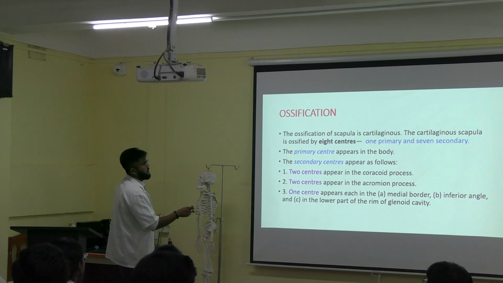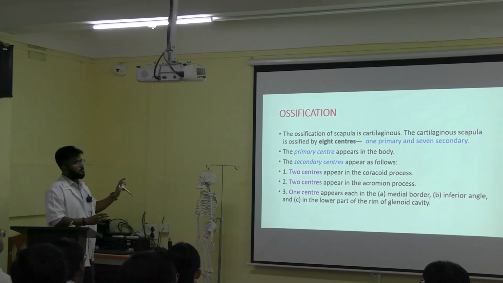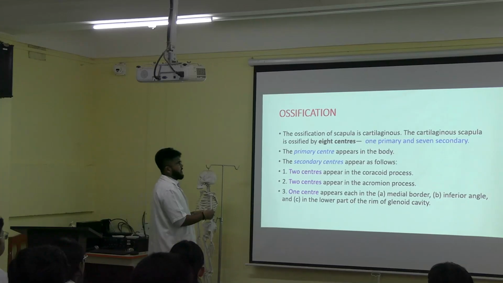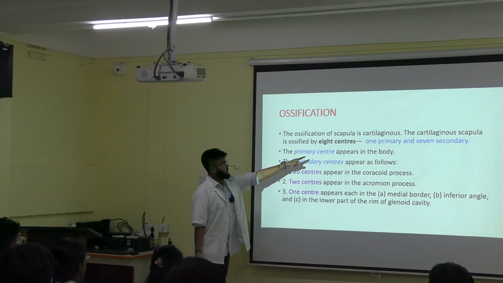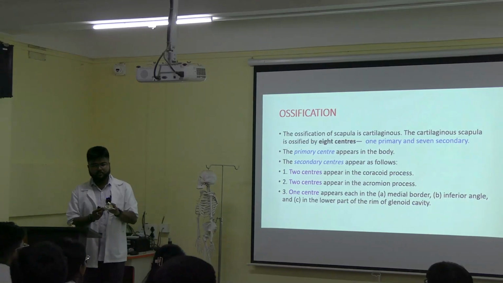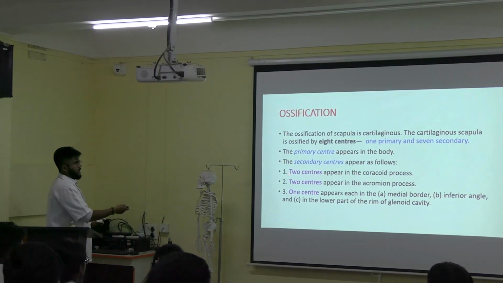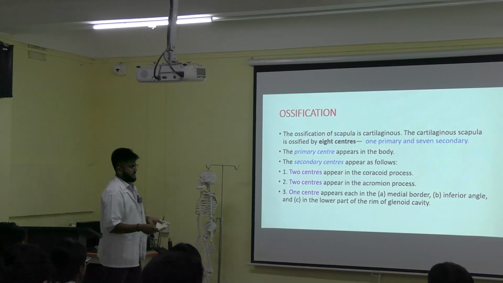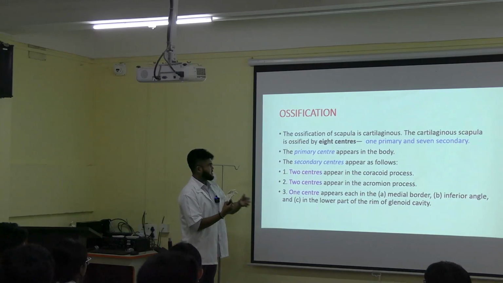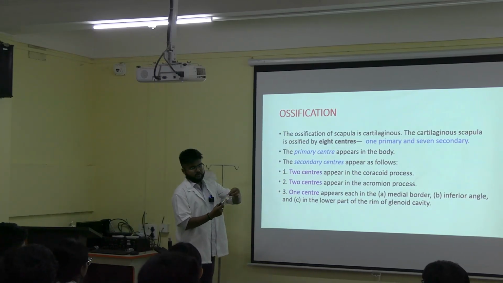So always remember, very easy, in case of the scapula bone, there are a total of 8 ossification centers. One is the primary center, which appears in the body. Primary means all the body. And another one is the secondary center. Secondary centers are 2 in the coracoid process, and 2 in the acromion process.